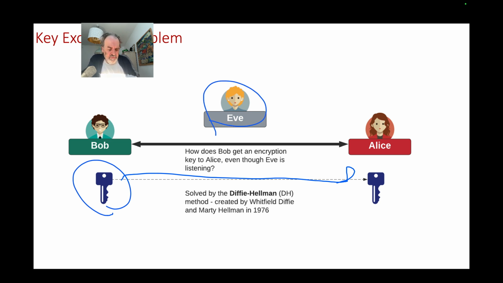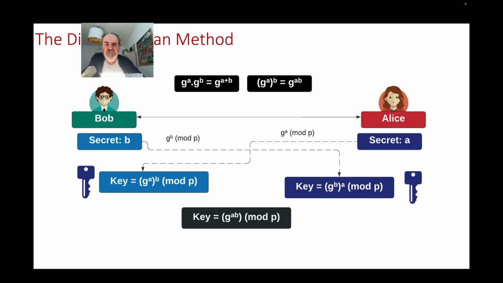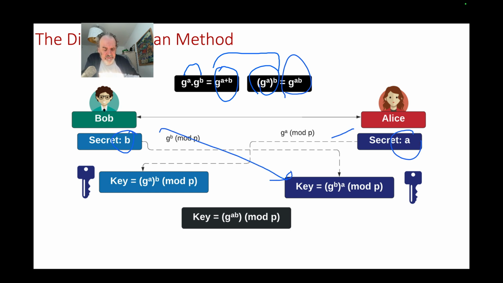So this was solved by Whitfield Diffie and Marty Hellman with the Diffie-Hellman method, and it was created in 1976. With this, it uses the logarithm method. With logarithms, if you remember from school, when we take that and that, we get this. And when we take g to the power of a to the power of b, we get g to the power of ab. So with the Diffie-Hellman method, Bob generates b, Alice a, and they send them over.